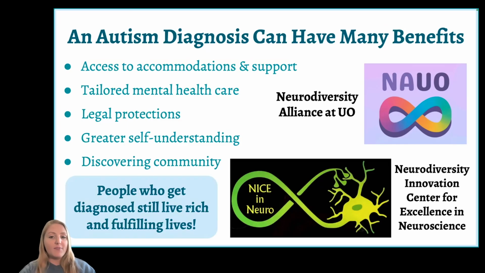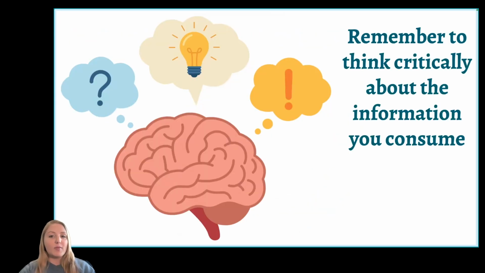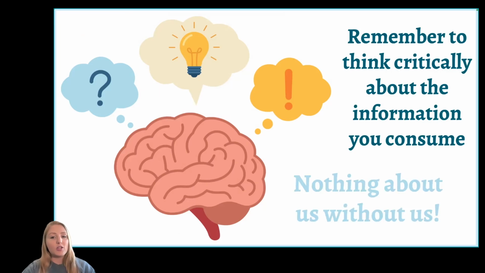I'd like to conclude by emphasizing that people who receive an autism diagnosis can and do live rich, fulfilling lives. Better recognition leads to better support, and that's fundamentally a good thing. And there's really no need to be afraid of increasing rates of diagnosis. I'd like to end with a reminder that we should always be critical of the information and media we're consuming and try our very best to steer clear of misinformation or fear mongering, especially in the current political climate. And when in doubt, we should turn towards, not away from autistic folks. And remember the phrase, nothing about us without us.